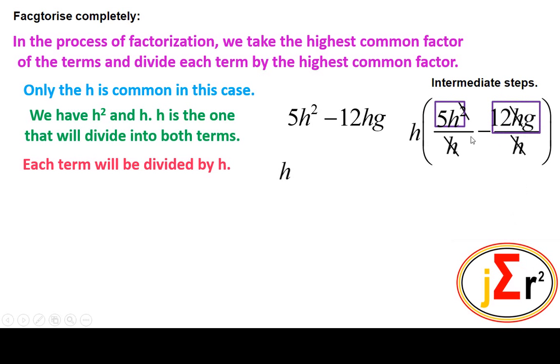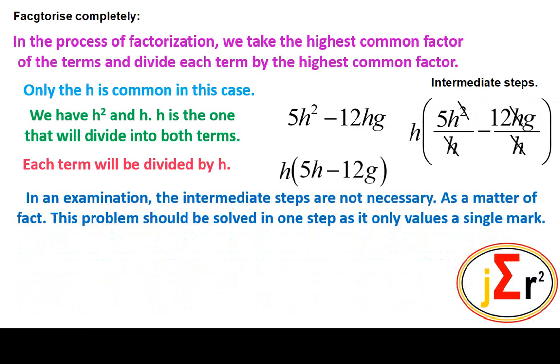What remains is 5h and 12g. Those are the quotients, and those will form the large factor. There we have the complete factorization of this expression. In an examination, the intermediate steps are not necessary. As a matter of fact, this problem should be solved in one step, as it only values a single mark.